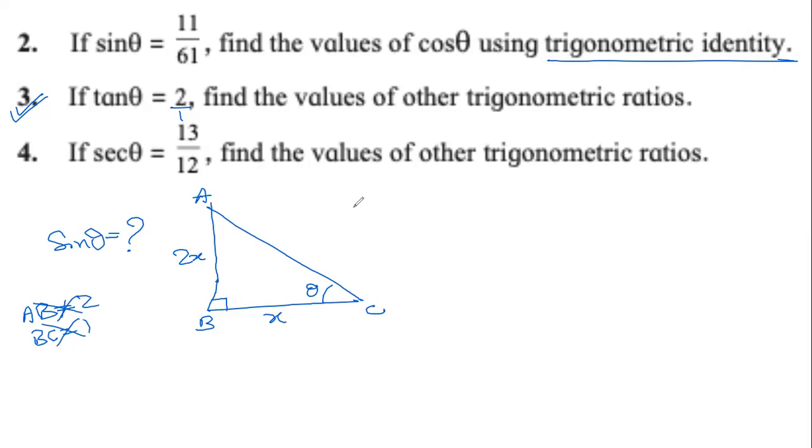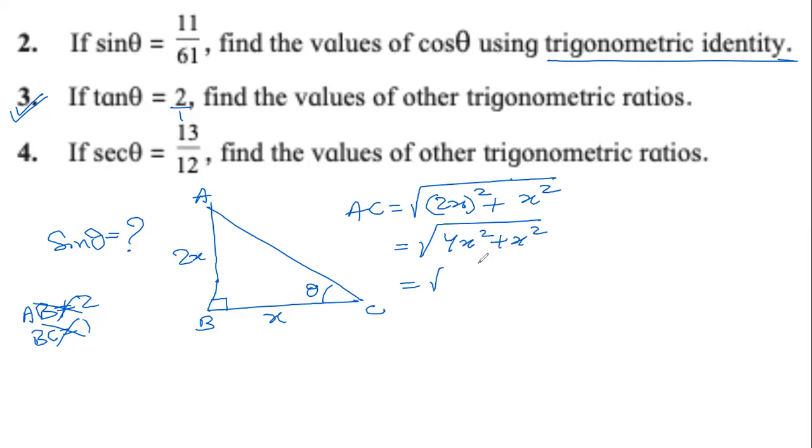From here, we will calculate AC as square root of square of 2x plus square of x, 4x square plus x square equals square root of 5x square equals square root of 5 into x. Once we have it, any trigonometric function can now be found. So sine theta will be 2x by root 5x, which is 2 by root 5.